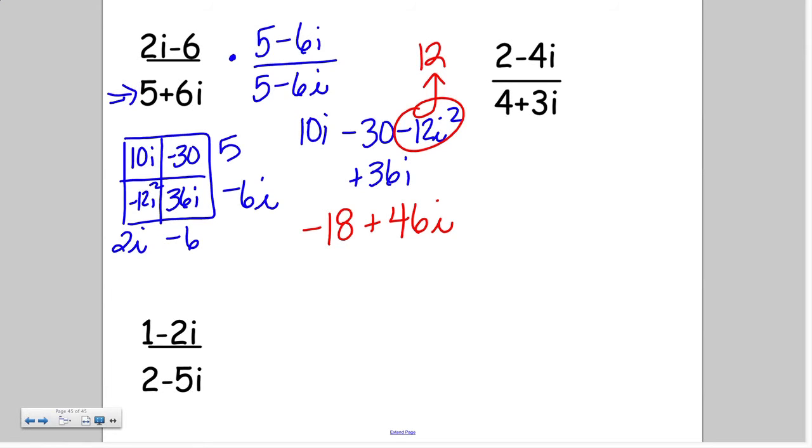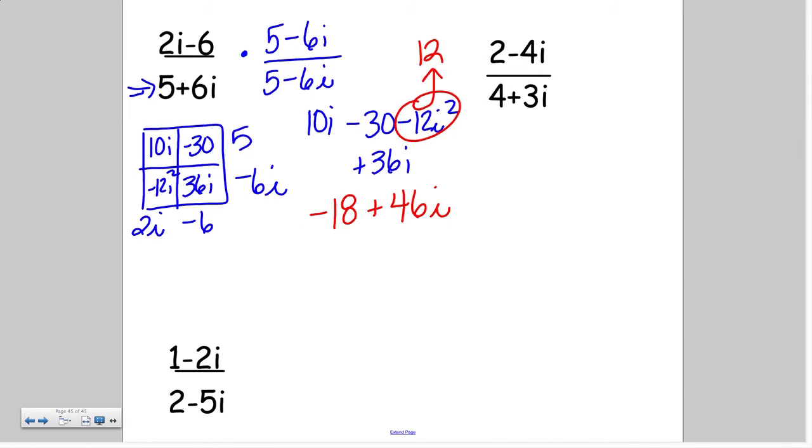Now, all that just got the top simplified. I haven't done anything to the bottom. I haven't even found the right answer yet. So I'm going to do the same thing to the bottom. The only thing about these is that they're a little time consuming. So I'm going to do the bottom.